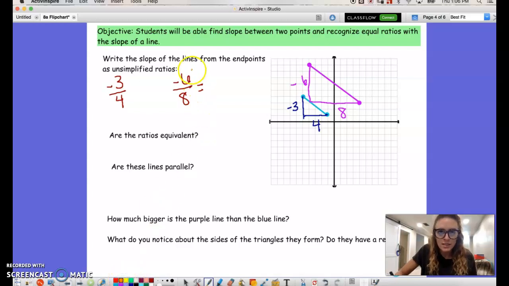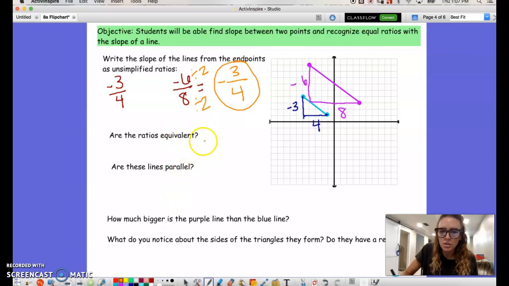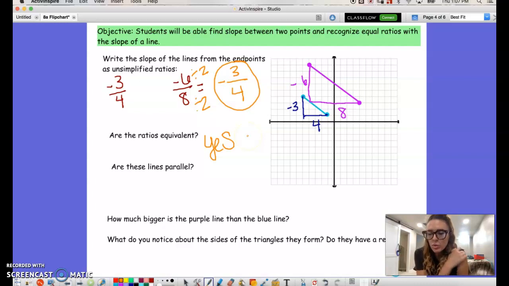So we can divide this top by 2 and divide the bottom by 2, which is just simplifying a fraction, right? So then we'll have -3/4. And look at that. We have two equivalent ratios. Yes, they are equivalent. Does that mean the lines are parallel? So the ratios are equivalent, which means the slopes are equivalent, right?